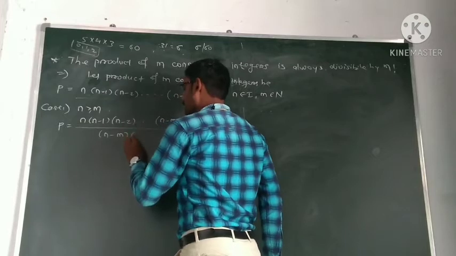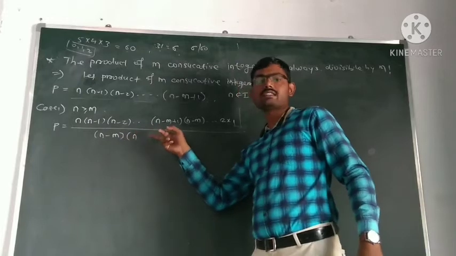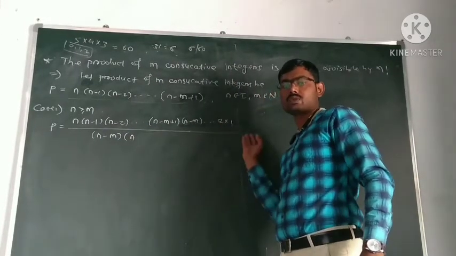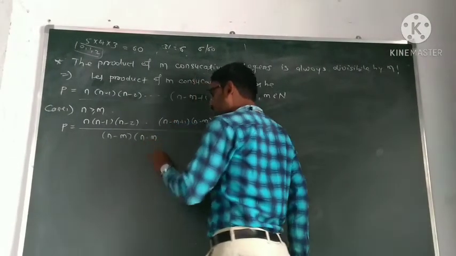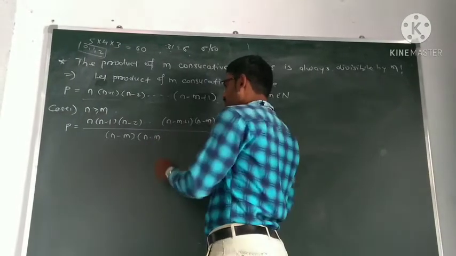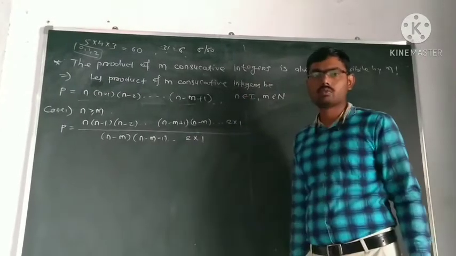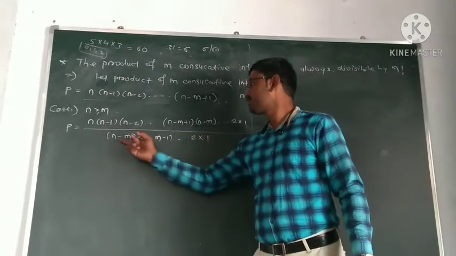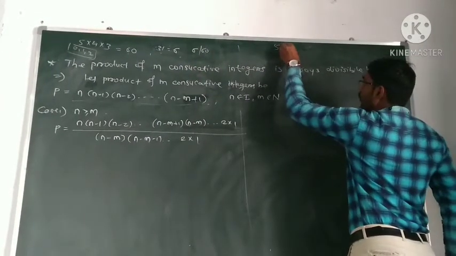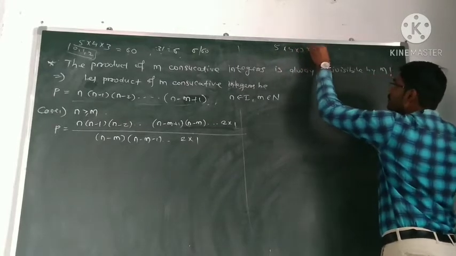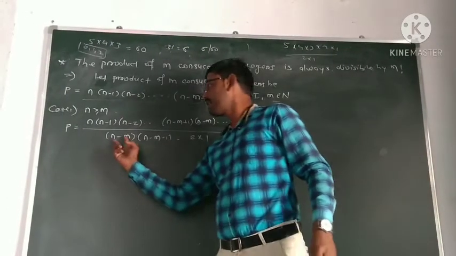So n minus m into n minus m minus 1, n minus m minus 2, and so on up to 2 into 1. So what is this? This is (n minus m) factorial. Like this was 5 into 4 into 3, multiplied by the remaining part 2 into 1, divided by 2 into 1. This is 2 factorial. Like this is (n minus m) factorial.